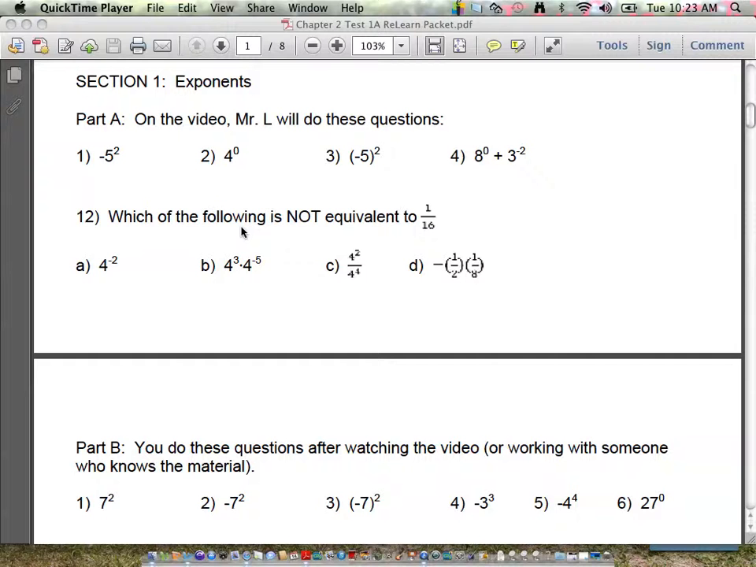Okay? All right, so let's take a look now at Section 1, which is all about exponents. And here's the thing. Justice, you did the first Relearn packet. You improved a bunch, right? How did you do on the beginning part of your test, numbers 1 through 4? You get them all right? Yeah. See, and I'll bet you on the last test you didn't.